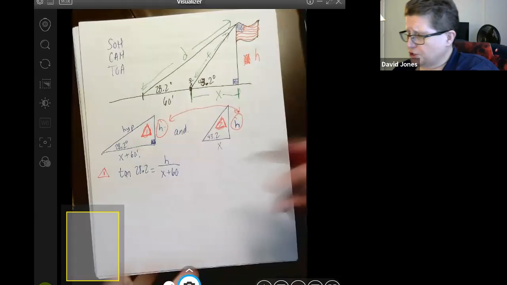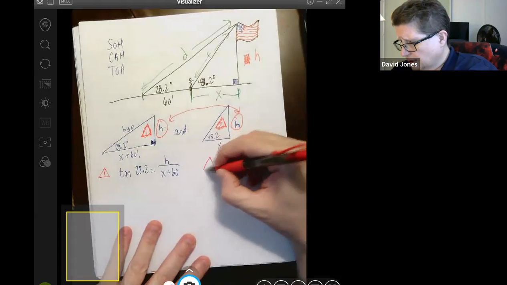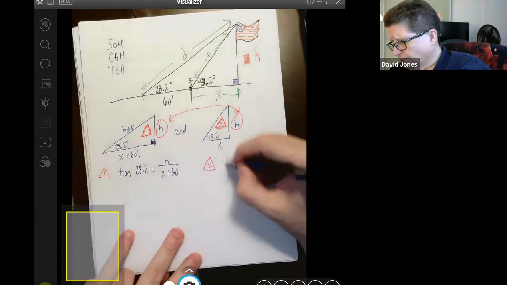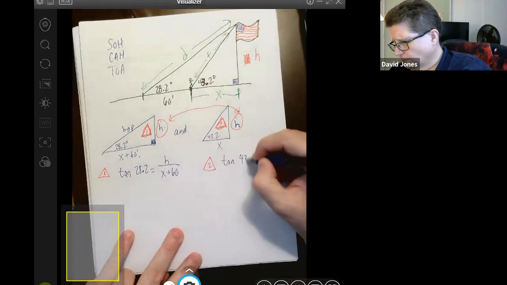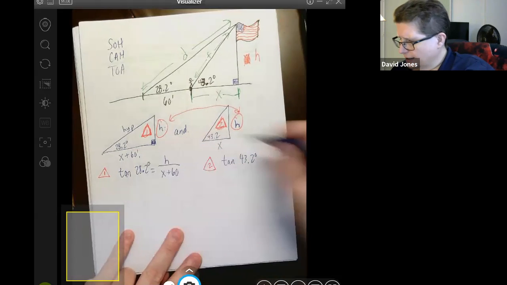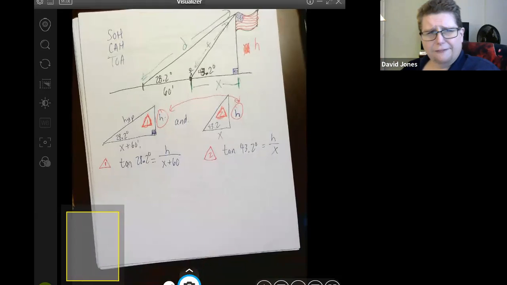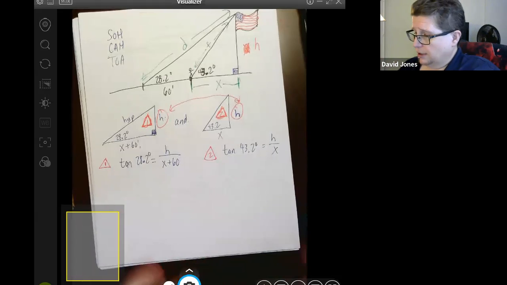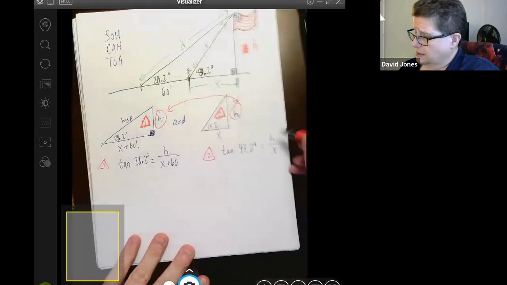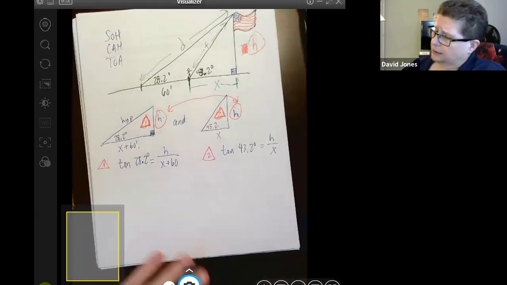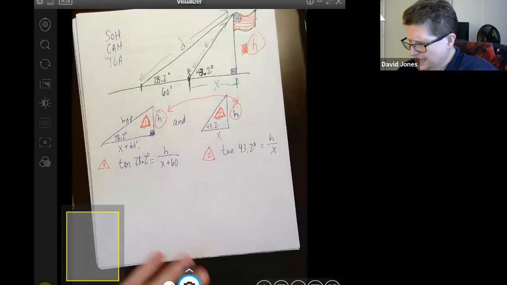We look at triangle 2, we have the same function, right? It's tangent, and this is h over x. And what are we trying to find? We want to find h, right? So keep that in mind. That's our end game. We know these h's are equal.